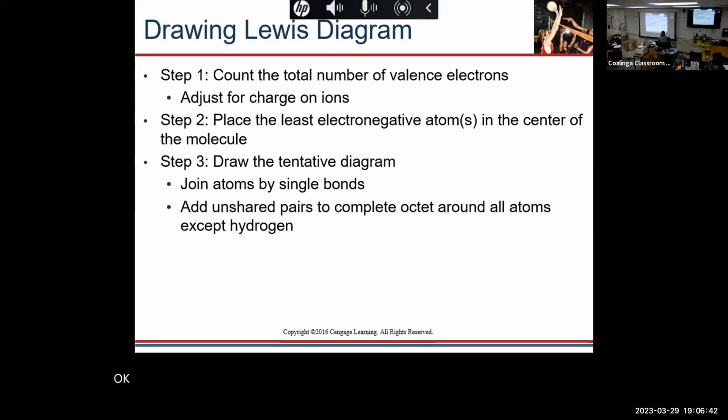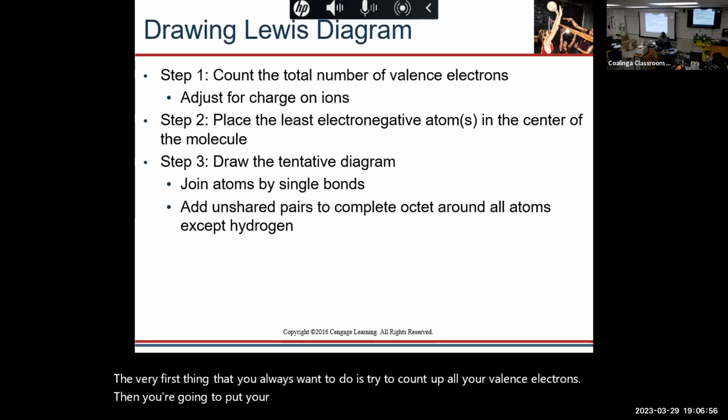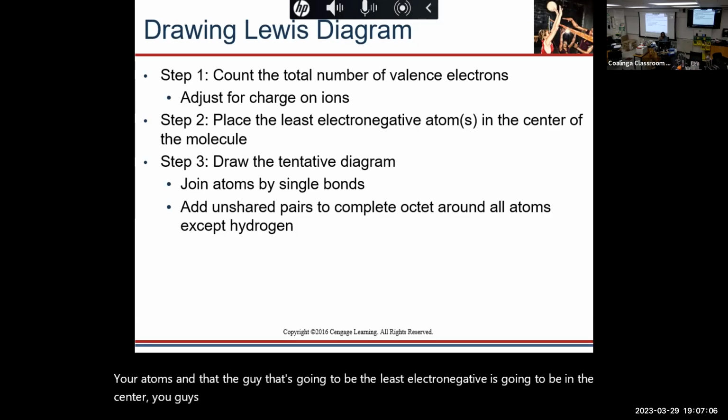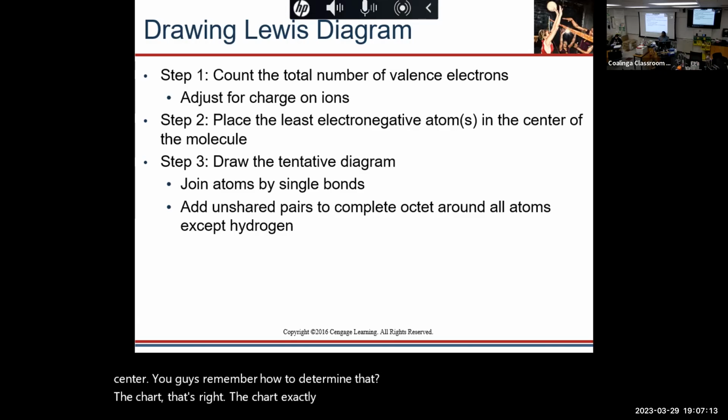Okay, we've already talked about Lewis structures. The very first thing that you always want to do is try to count up all your valence electrons. Then you're going to put your valence electrons around your atoms. And you know that the atom that's the least electronegative is going to be in the center. You guys remember how to determine that? The chart, that's right. So we're going to use the electronegativity chart to determine who's in the center.